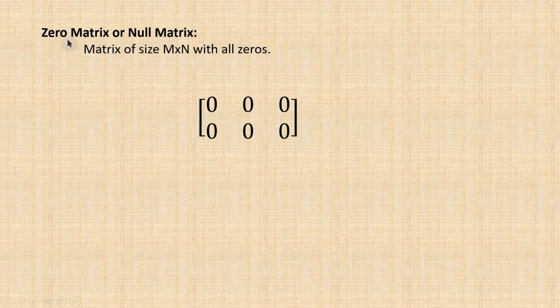Going forward, the next type of matrix I am going to generate is the zero matrix. We can also call this a null matrix, which is a matrix of size m by n. It need not be a square matrix; it may be any rectangular matrix where the number of rows may not be equal to the number of columns. But here, all the elements in this particular matrix will be zeros.